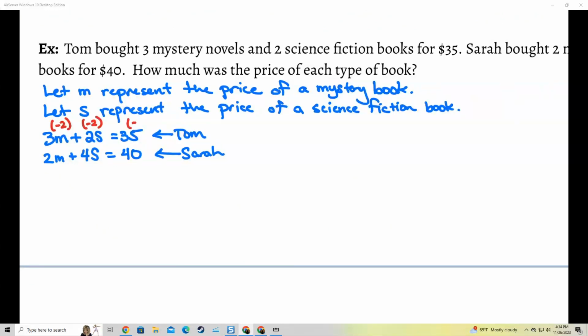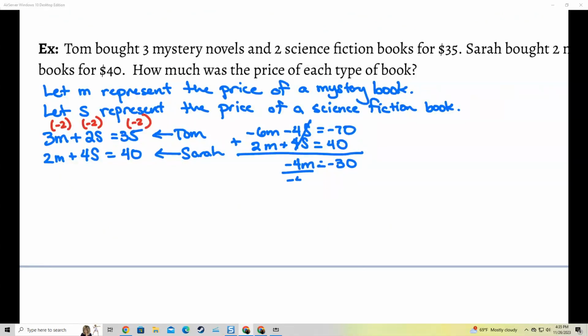When I do that, what I end up with is -6M minus 4S is equal to -70. And then on the bottom, I get 2M plus 4S. I like that because now they're going to cancel when I add them, is equal to 40. Let me go ahead and add those up. These are going to cancel. I'm left with -4M is equal to -30. We're going to divide both sides by -4. In this case, I would probably use a calculator. M is equal to 7.5.